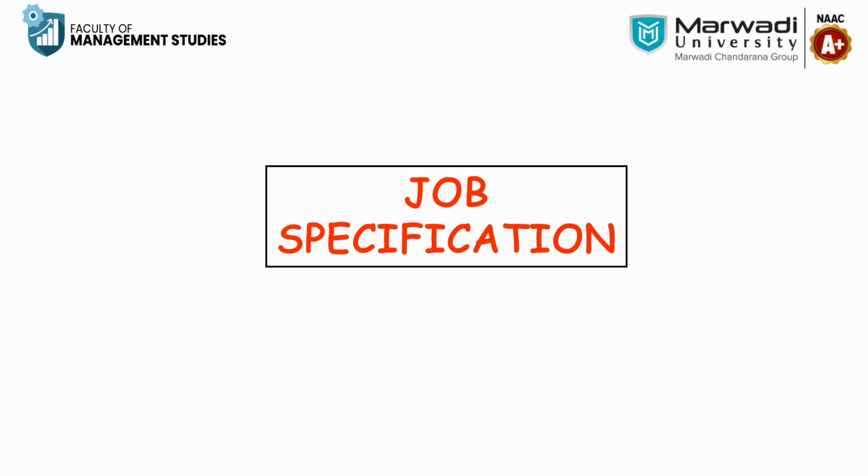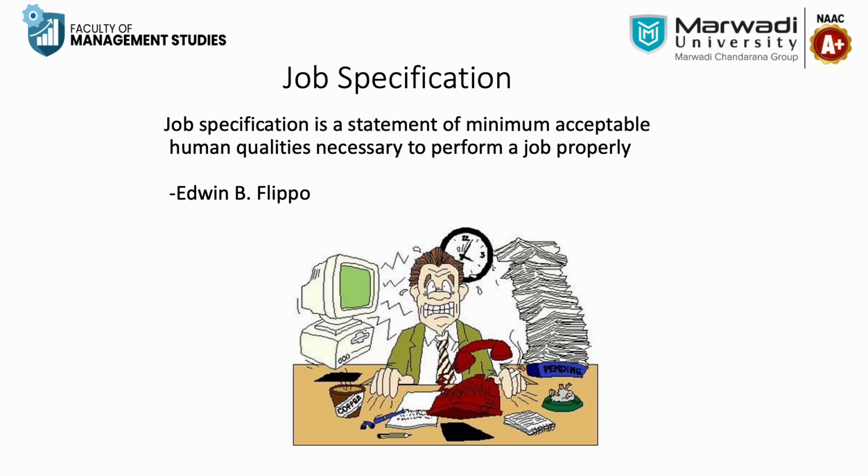Now we are going to quickly see job specifications. What is a job specification? So description you understood, it is about the job, task, duties and responsibilities, TDR, and specification is about KSA, knowledge, skills and abilities. So here in specification we are talking about the person who is doing the job. Let's see what it is.